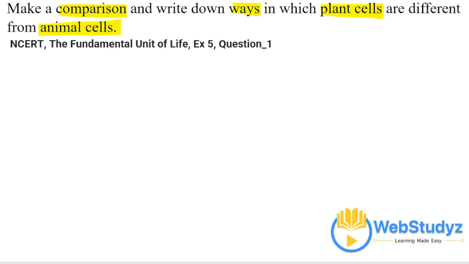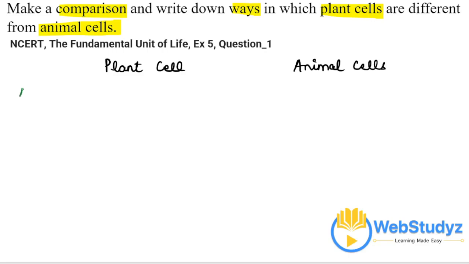Since we know that cells are the basic unit of life and cells are further divided into two broad categories. The first is plant cell and the second one is animal cell. Plant cells, as the name suggests, are found in plants. Animal cells are found in animals, and we have a major distinction between both plant cells and animal cells.